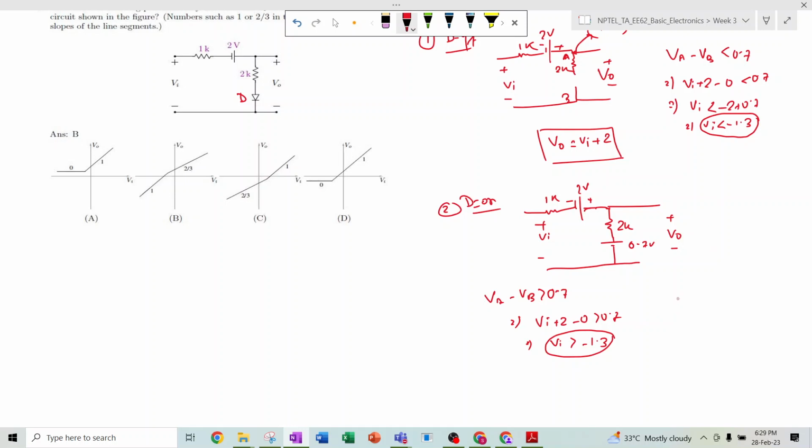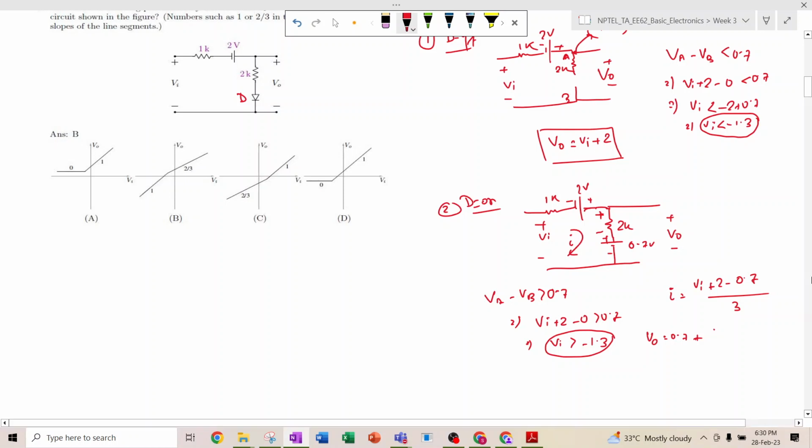Now how do we calculate VO? We calculate the current throughout the circuit. The current flows like this, current I. So I is nothing but Vi plus 2, which adds up, minus 0.7, divided by 1 plus 2, so divided by 3. And this current is flowing through the 2K resistor, so this voltage will add up with this. So VO ultimately becomes 0.7 plus I into R, right?